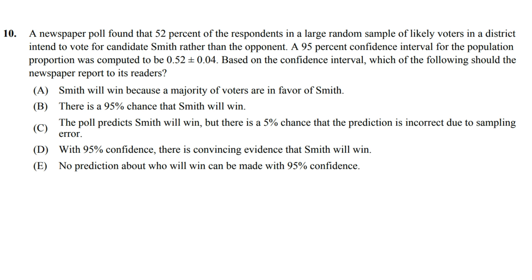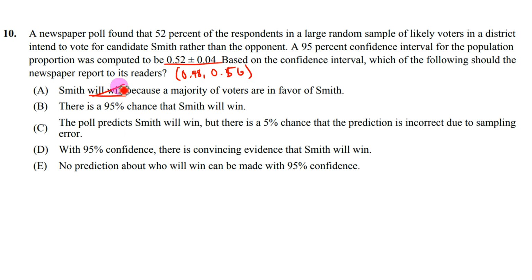A newspaper poll found that 52% of the respondents in a large random sample of likely voters in the district intend to vote for candidate Smith rather than the opponent. A 95% confidence interval for the population proportion was computed to be 0.52 plus or minus 0.04. Based on the confidence interval, which of the following should the newspaper report to its readers? Smith will win because a majority of voters are in favor of Smith. No. So this tells us all plausible proportions are from 0.48 to 0.56.